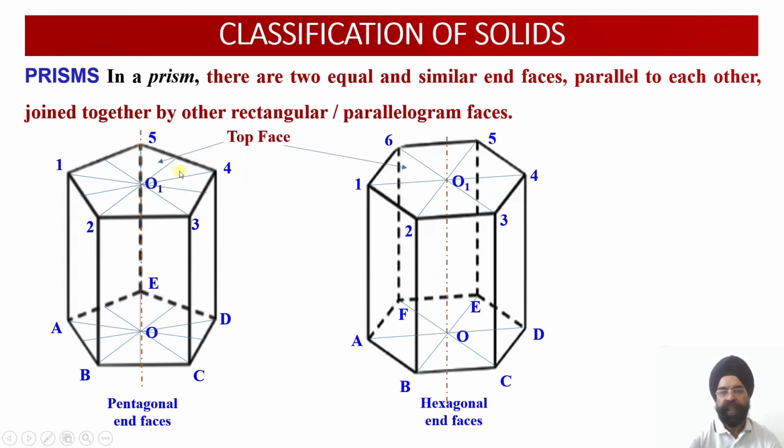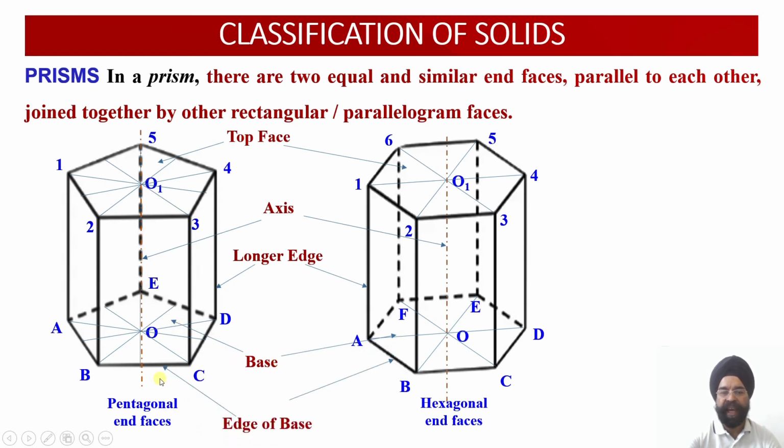Once again, the terminology: this is the top face, then you have the axis, please check, this is the axis point, then you have the longer edge or the vertical edge, next you have the base, and this is the edge of the base, so any edge of the base. Here you have the 6 edges, so any one edge we can pick up. Here you have the 5 edges, so any one of the 5 edges we can pick up. Then you have the corner. So in case of hexagonal prism, you have the 6 corners of the base.